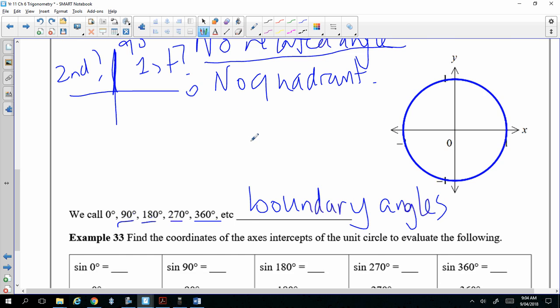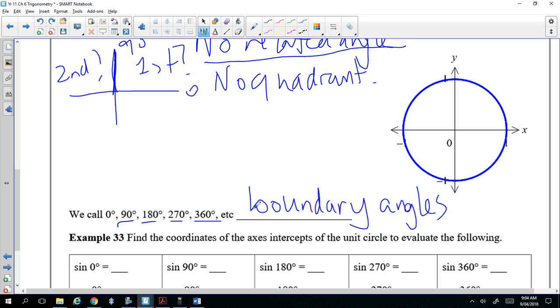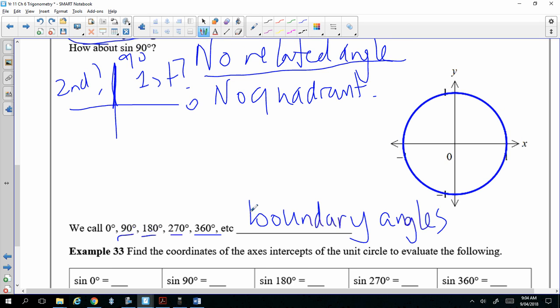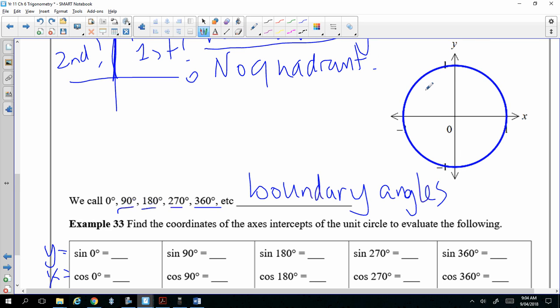Okay, so we're going to work out what sine 0 is, cos 0, and tan 0. Going back to our earlier definition, sine 0 is the y value, isn't it? Cos 0 is the x value. And tan 0 is y over x. That's what they mean. So if I know the x and y values, then I can work out the value. So going back to this unit circle, we can get the coordinates of these boundary angles.